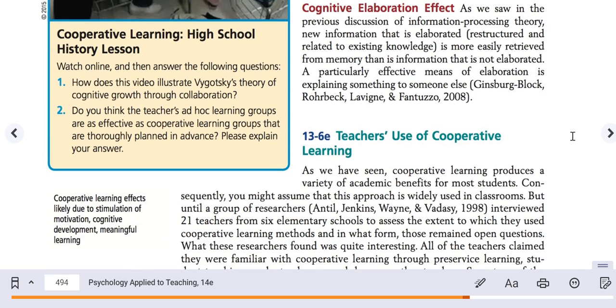Cognitive elaborative effect. As we saw in the previous discussion of information processing theory, new information that is elaborated, restructured, and related to existing knowledge is more easily retrieved from memory than is information that is not elaborated. A particularly effective means of elaboration is explaining something to someone else.